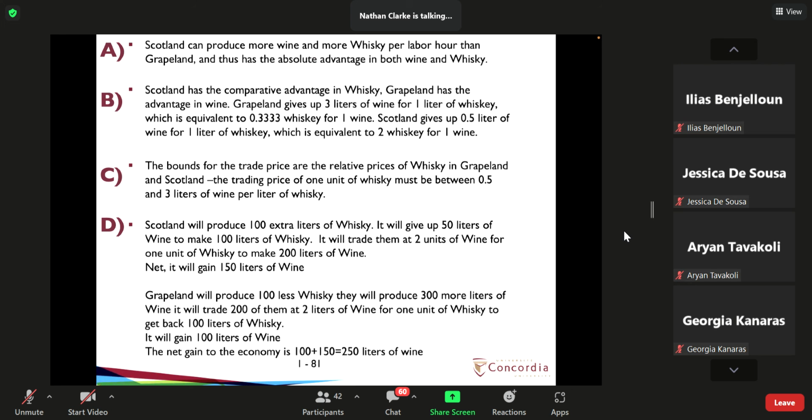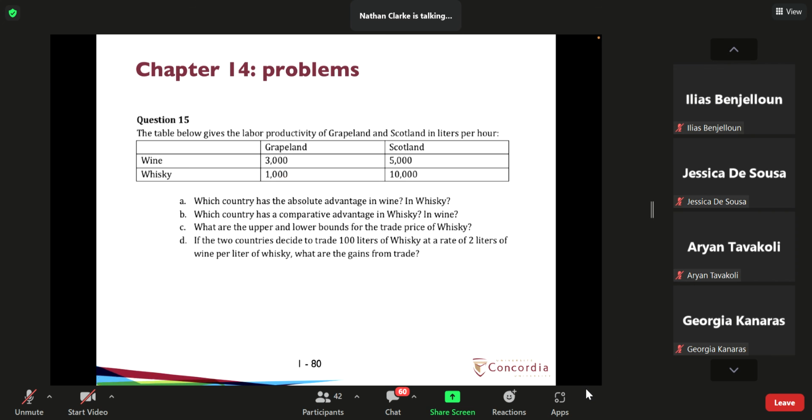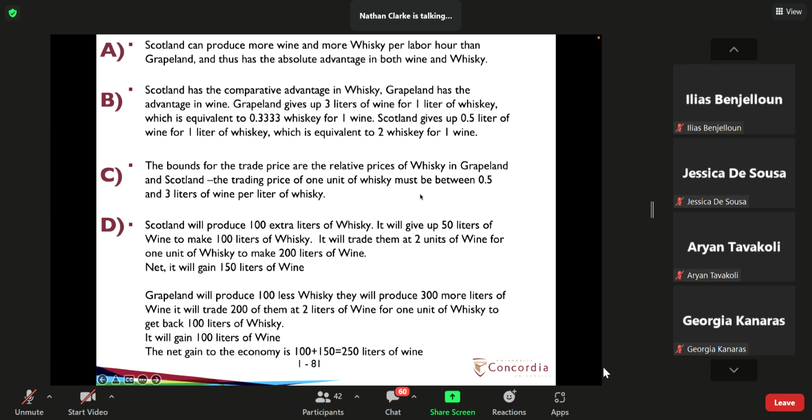So if Scotland decides to make 100 extra liters of whiskey, they're going to have to give up some amount of wine. Okay. They're going to have to give up 50 liters of wine. And how we found that was based on the opportunity cost and just looking at the table, right? So to make 10,000 whiskey, they give 5,000 wine. So that's an opportunity cost of 0.5. So you multiply 100 by 0.5. That tells you that they will give up 50 liters of wine to make that 100 liters of whiskey.